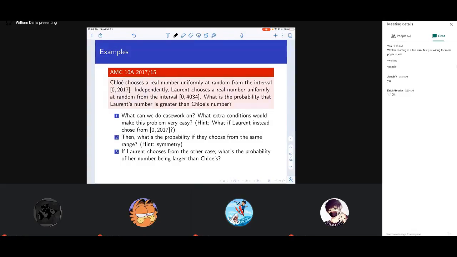And if Laurent instead chose from 2017 to 4034, then it's obvious that any number Laurent chooses is going to be higher than Chloe's number, because the minimum is 2017 here and the maximum is 2017 here. And notice that because they're choosing a real number, we don't have to worry about the edge case if they're both choosing 2017, because that has a probability of 0, and we can just ignore it.